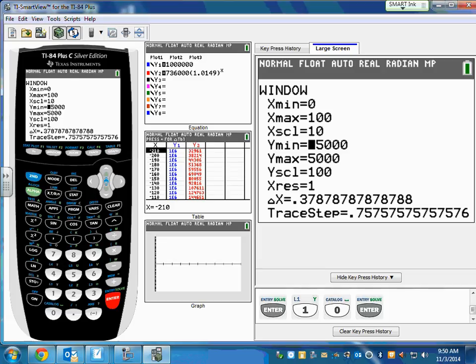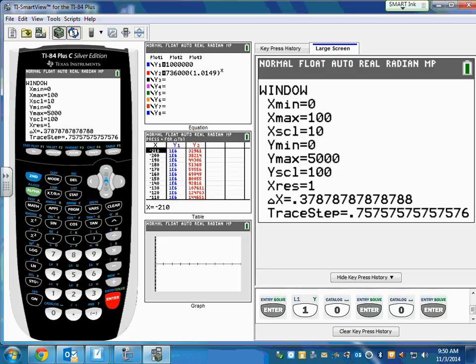That's what you need to change. Your Y axis is the population. Is that my population going to be negative? No. So I'm also going to make my Y minimum 0, and then maximum 2 million.